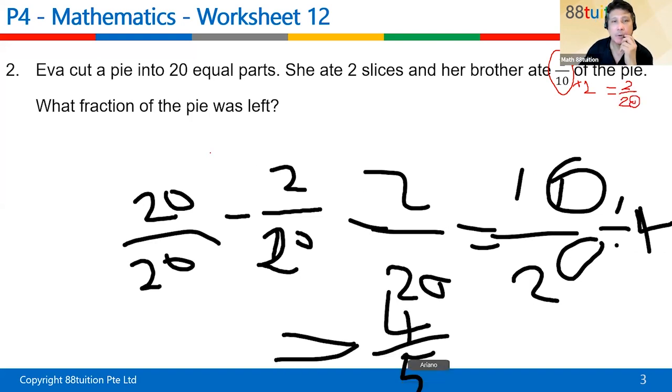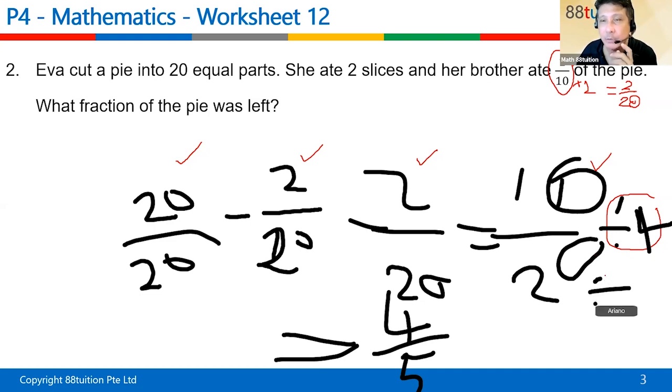Okay, so 1 whole, which is 20 out of 20, minus 2 out of 20, minus 2 out of 20, you will get 16 out of 20. Okay, Ariano, this is the part where you cannot write like that. You cannot write a divide by 4 in the middle.